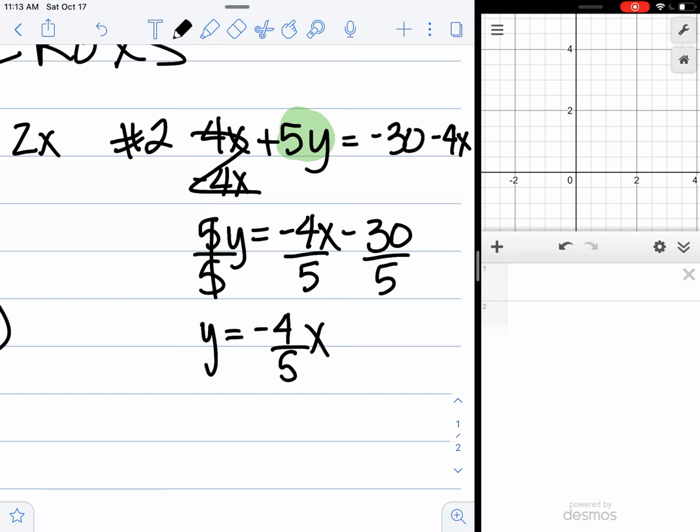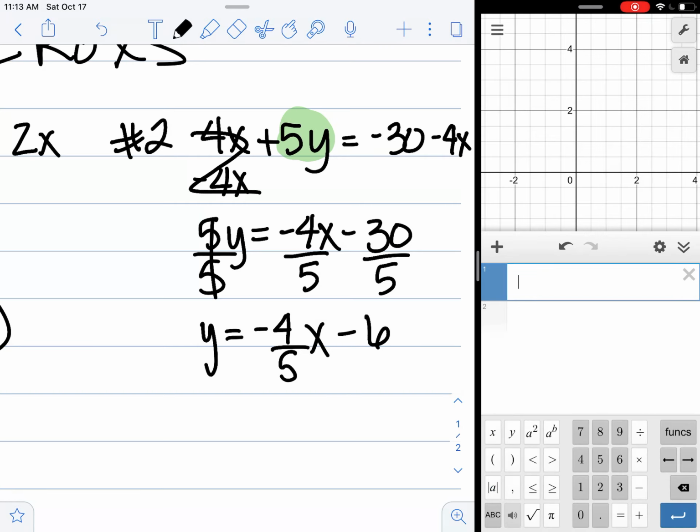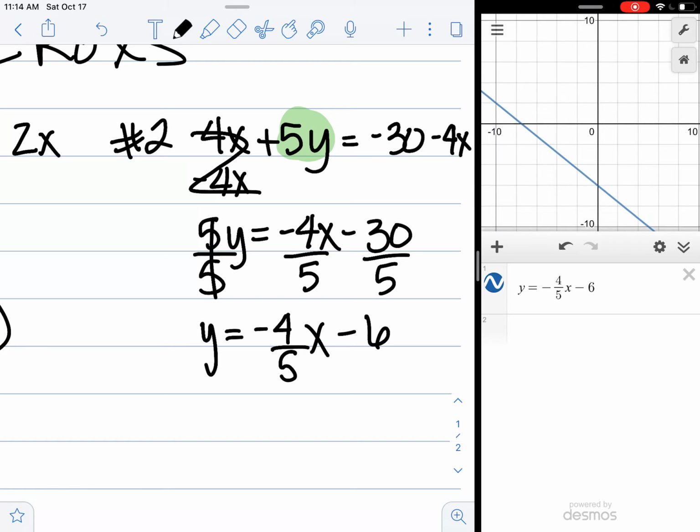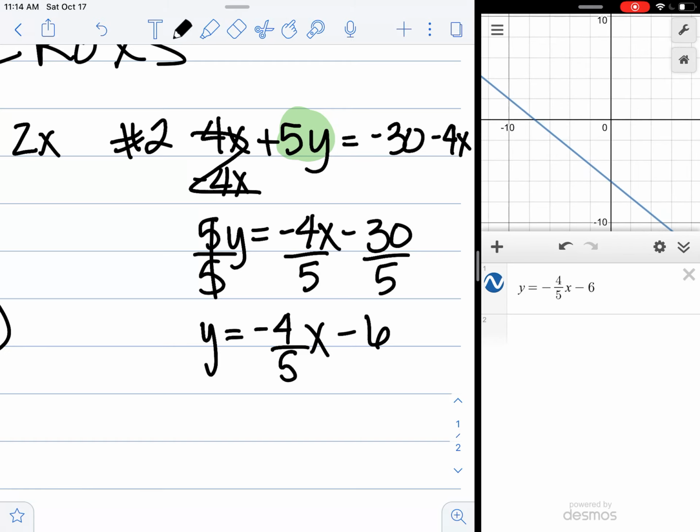We have negative 30 divided by 5, which is going to be negative 6. So let's go ahead and graph that. We have y equals negative 4 divided by 5 x minus 6. Make sure you go over to the side. Now, it's hard to see it on here, so you might have to zoom out on your graph. Okay.